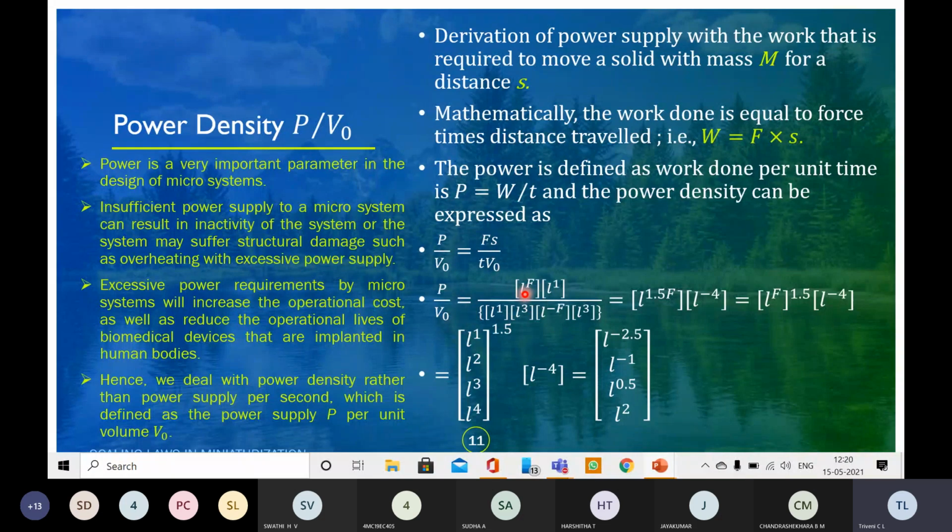Fs is given by L to the power of F. Surface area is nothing but L to the power of 1. Distance, sorry, distance is L to the power of 1. Surface area will be L square, right?